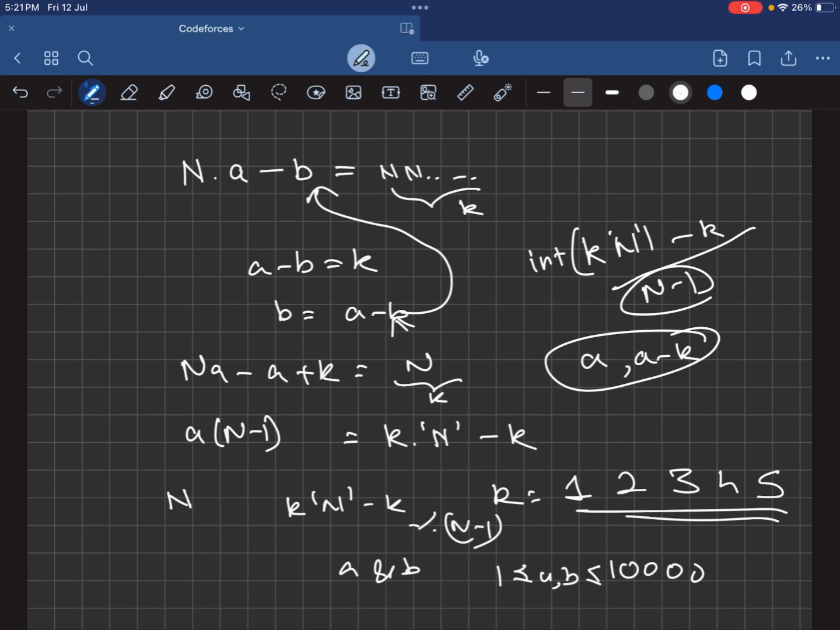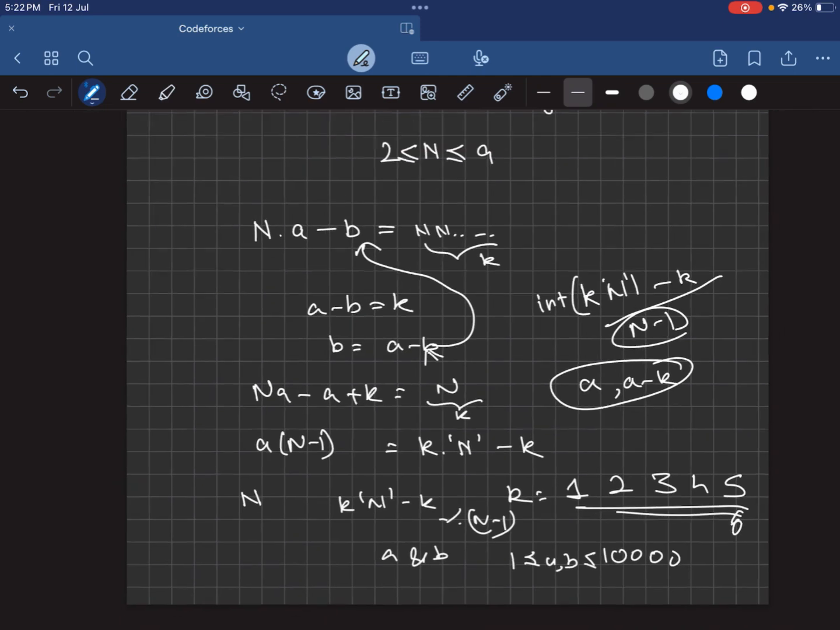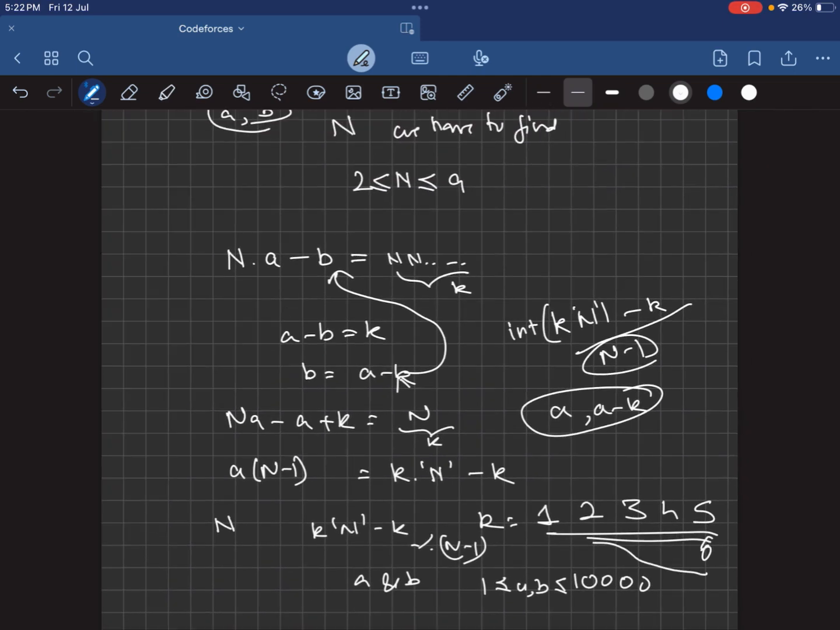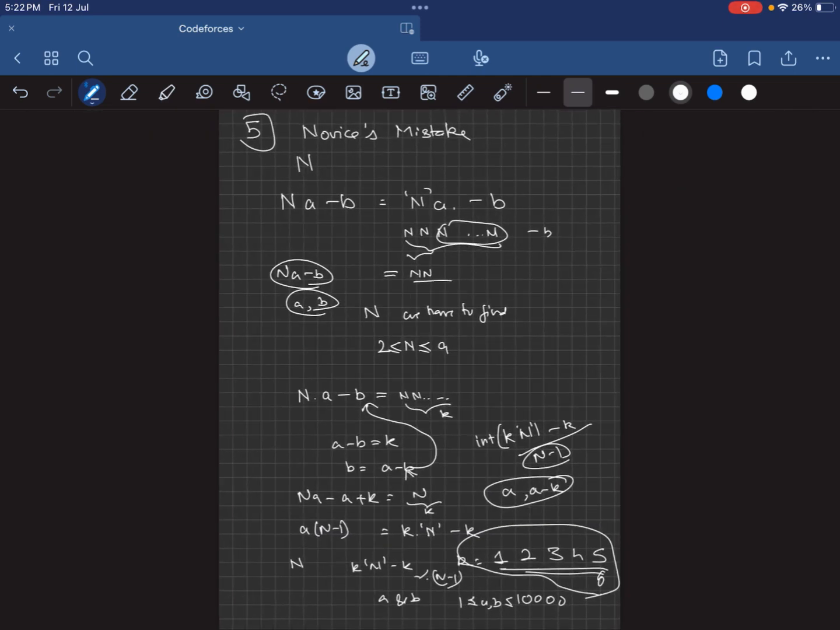We can check for k equals 1 up to 5, or maybe 6. Why do we need to do this? Because if k is equal to 6, the length of this final answer is 6, which means either a or b was greater than 10,000, which is not permitted. So you just need to check 6 numbers for each of them. So this was the condition when we had n between 2 and 9.